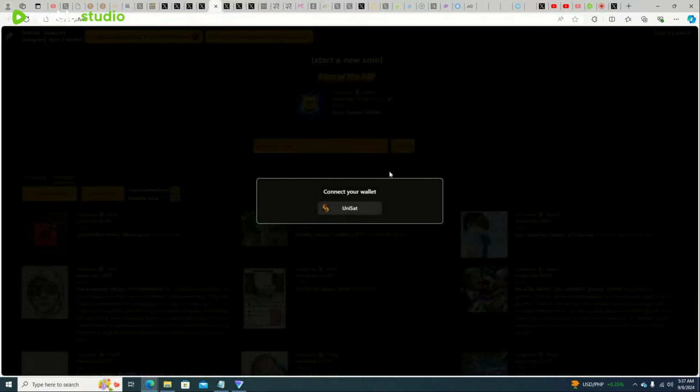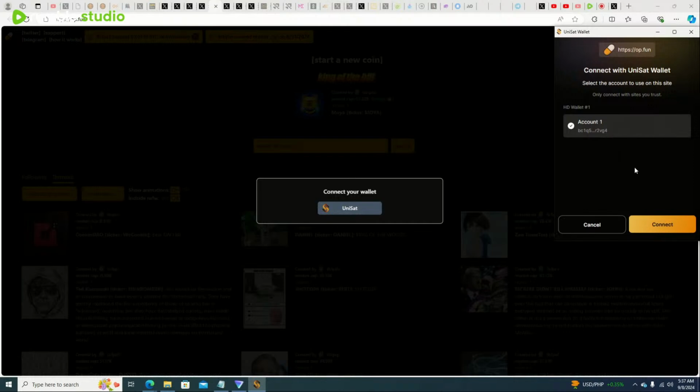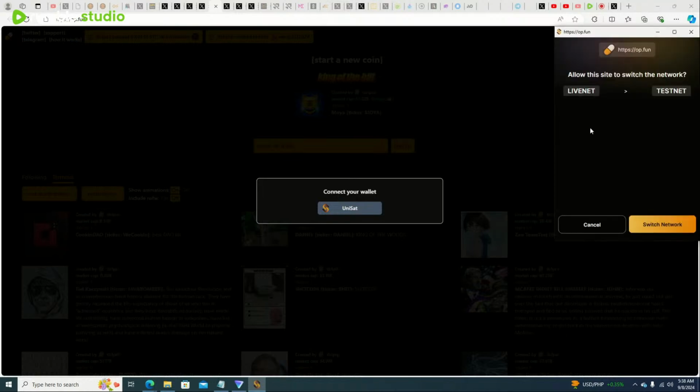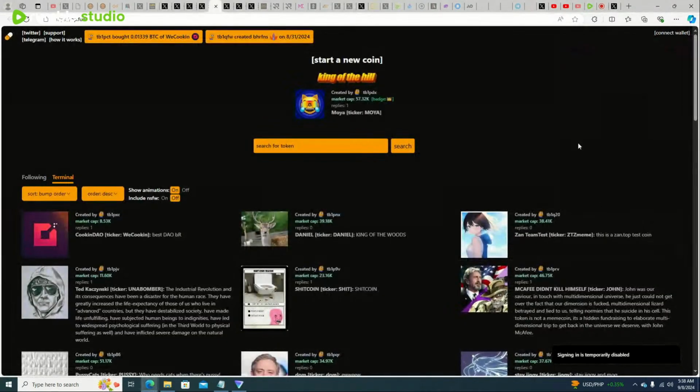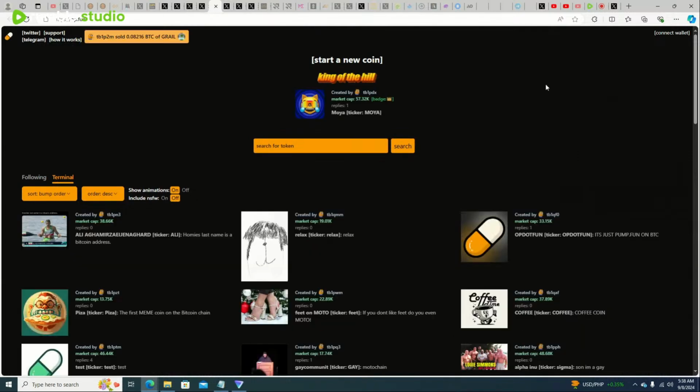I'm going to attempt to connect my wallet. Like I said, it's a new wallet. I want to see if this is on testnet or on mainnet, to be able to establish if OPNet is on mainnet or testnet. So select. Okay, so allow this site to switch the network from livenet to testnet. So it's likely on testnet, meaning that by interacting with this, you'll be interacting with the OPNet testnet.